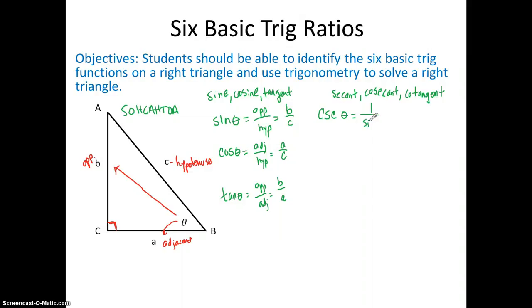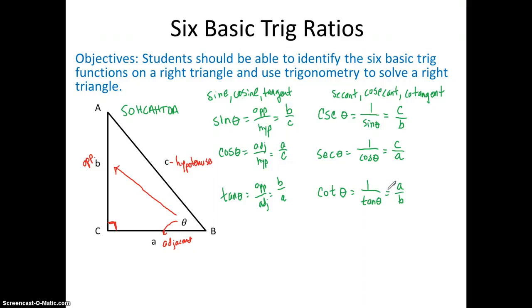It's 1 over the sine. So if it's the reciprocal of sine, in this case it would be C over B, or the hypotenuse over the opposite. The secant is the reciprocal of cosine, so in this case, C over A. And then the cotangent, cot, C-O-T, is the reciprocal of tangent, so in this case, A over B. And those are the 6 basic trig ratios.